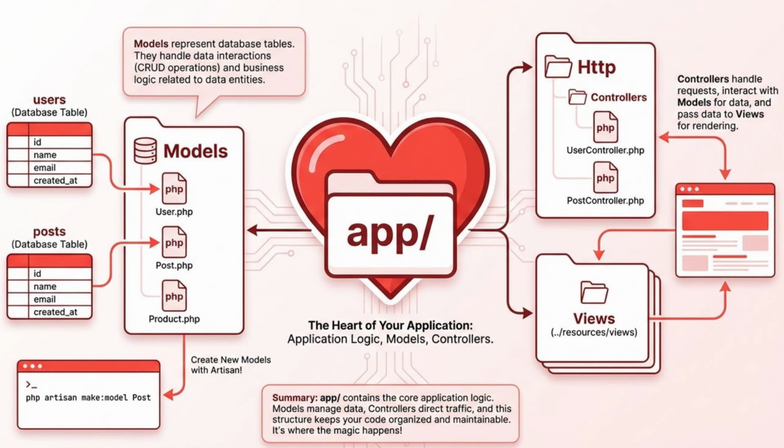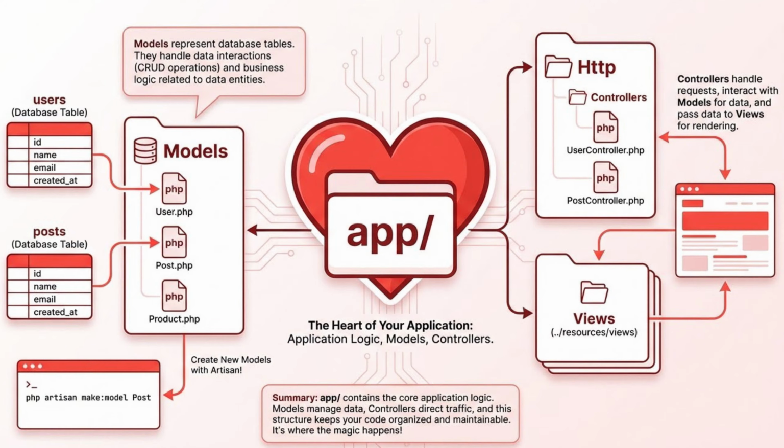Models handle CRUD operations, meaning they can create new data, read existing records, update information, and delete entries. All database interactions and business logic related to specific data entities flow through these models. You can easily create new models using simple artisan commands, such as php artisan make:model Post, which automatically generates a new model file for you.